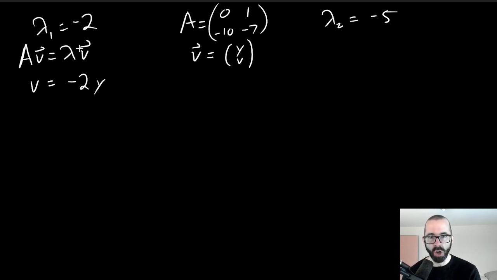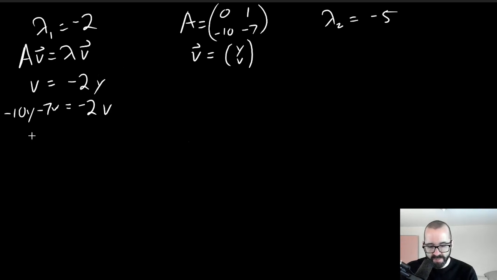This is the first row of that system. The second one is negative 10y minus 7v needs to equal lambda times the second one. You can use x and y if you really want. And remember, these should be redundant. We need to always make sure these are redundant.